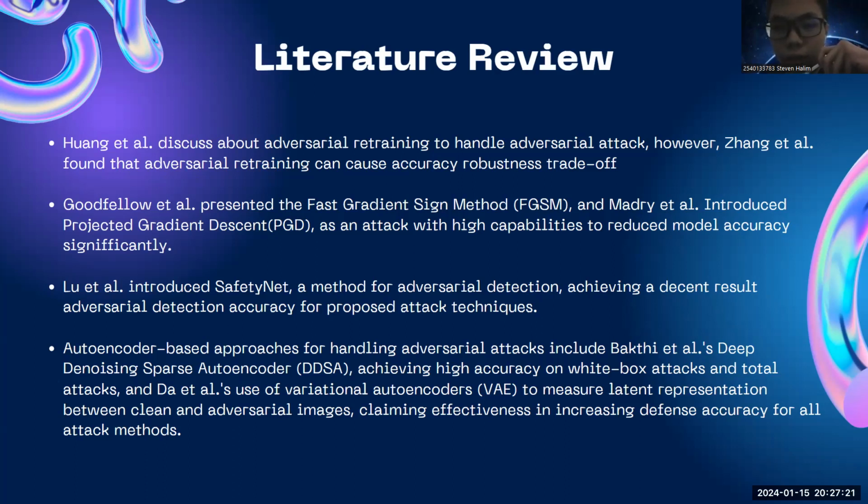which achieves high accuracy on whitebox tests and blackbox tests. And Da et al. used variational autoencoders or VAE to measure the latent representation between clean and adversarial images, claiming effectiveness in increasing defense accuracy for all techniques.